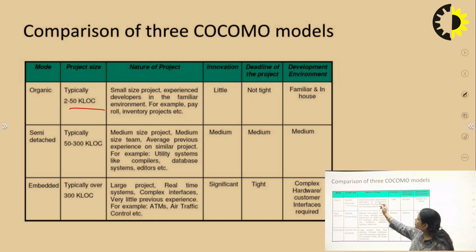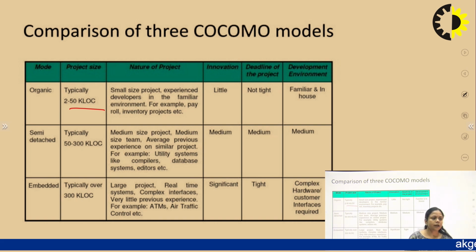The next condition is experienced developers in a familiar environment. The project is small and we have developers who are experienced in the particular domain. The project belongs to a domain that is familiar to the developers also, for example payroll or inventory projects. These are very familiar projects, so all the developers are familiar with this type of project, and the size of the project is not very large. So it is a very simple project.